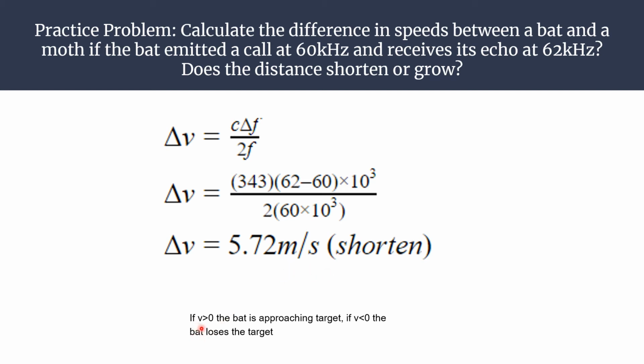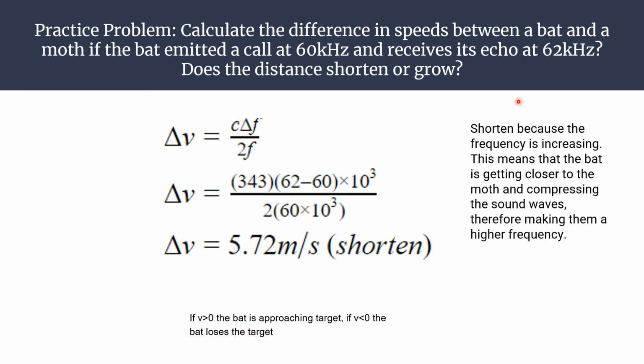Because this is positive, that means that the distance is shortening between the bat and the moth, because if you have a positive value, that means the bat is approaching the target, and if you have a negative value, the bat is losing the target. So we can say that the distance shortens because the frequency is increasing. This means that the bat is getting closer to the moth and compressing the sound waves, therefore making them a higher frequency.